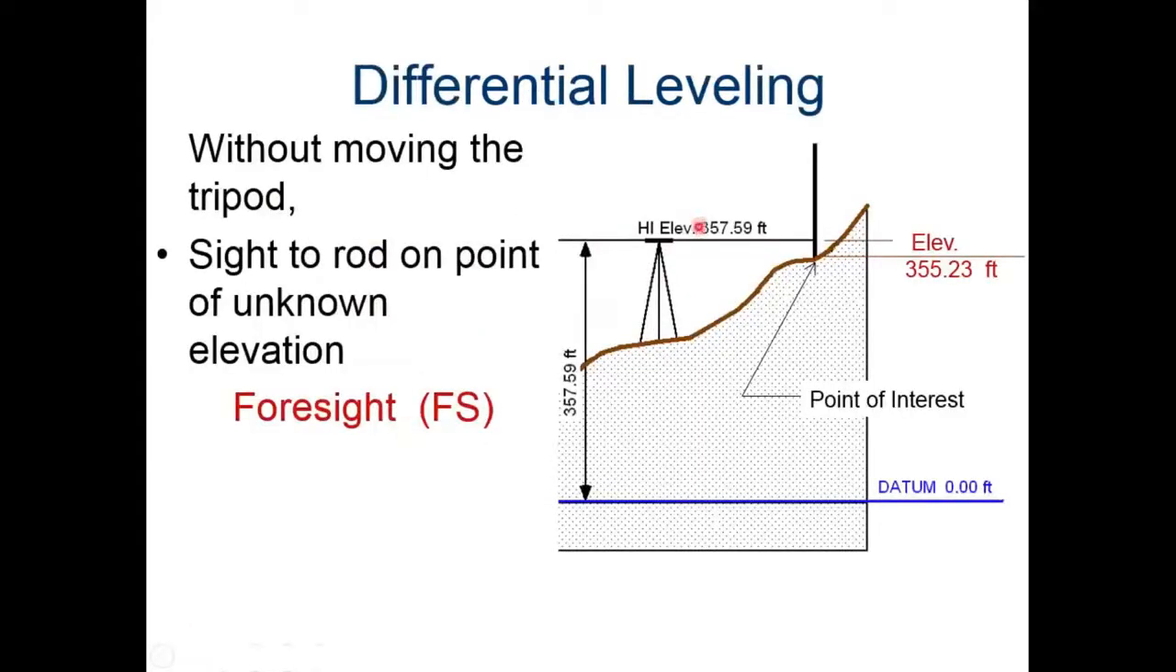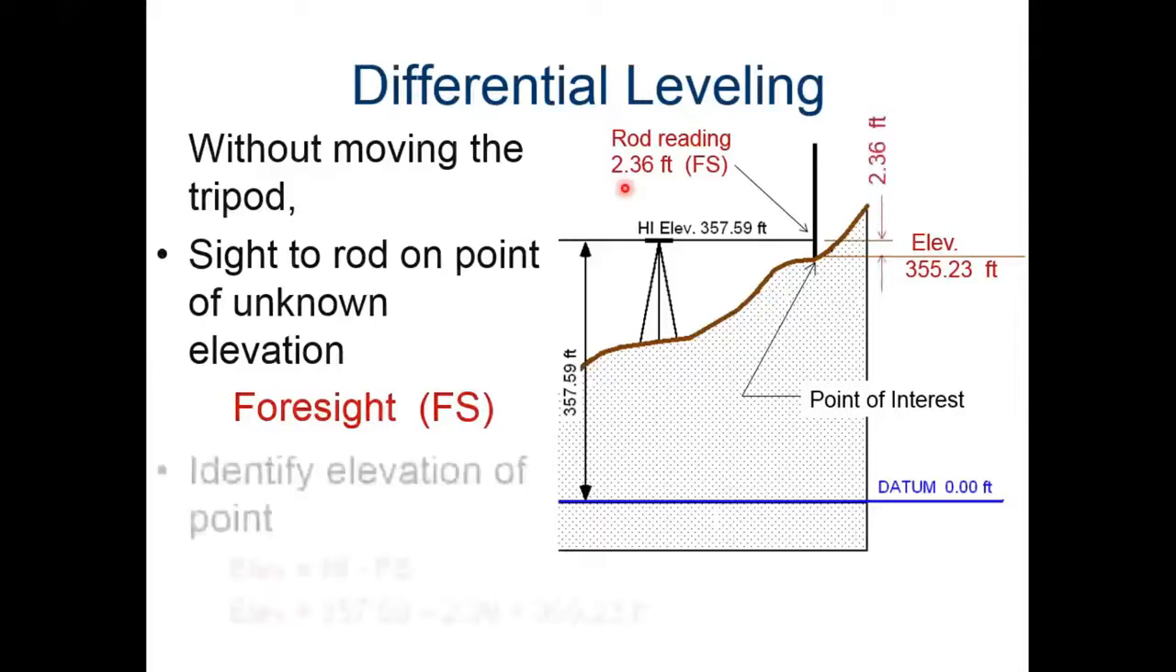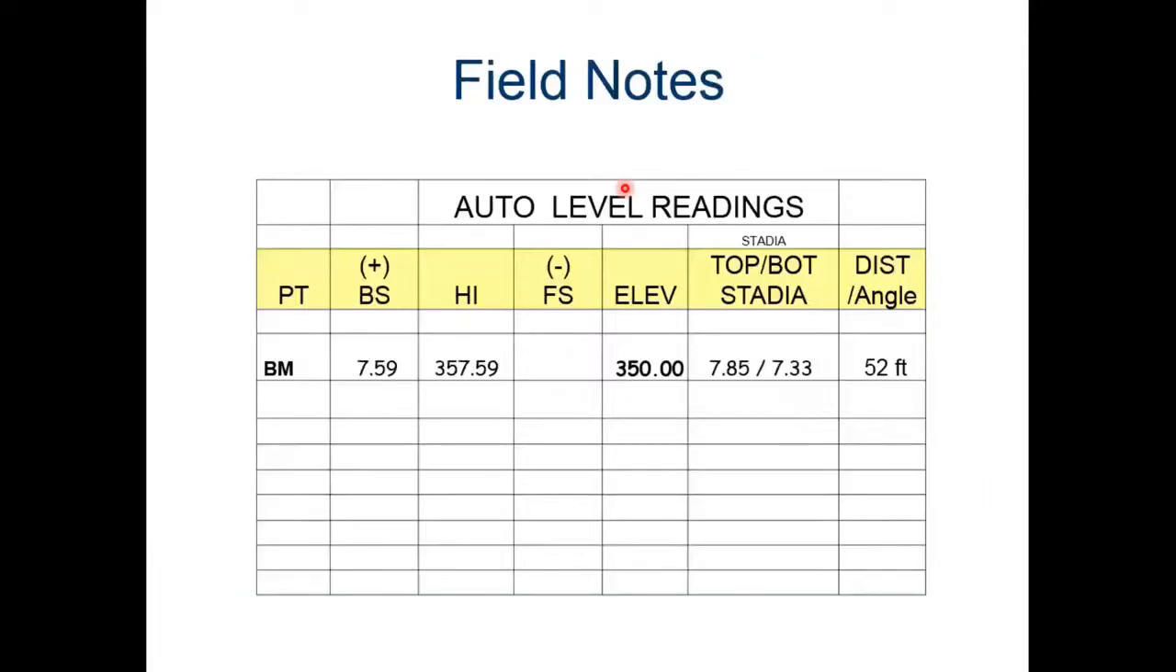Okay, foresight. We're just going to simply turn our instrument around. Someone is out here with the rod, and we want to find this point of interest. So we read the rod, and we read that it was 2.36 feet. We also read our upper and lower stadia. There's no foresight on the benchmark, so we'll put point A and call it point 1. There's no backsight, and we already know the height of our instrument. Don't forget the level hasn't moved. All we did was swing around towards our next point, in this case point A.